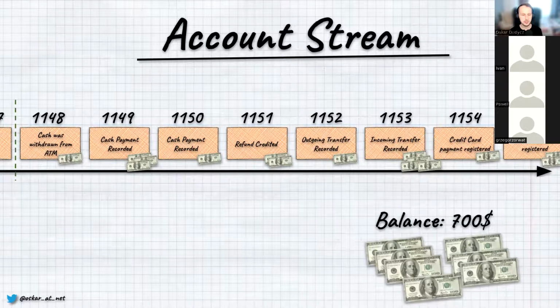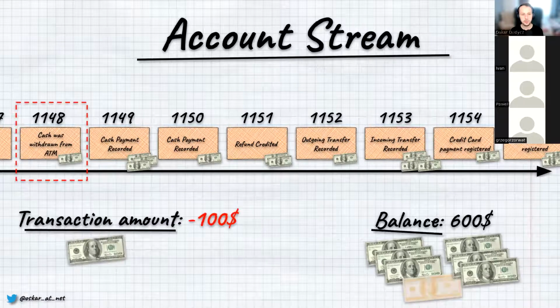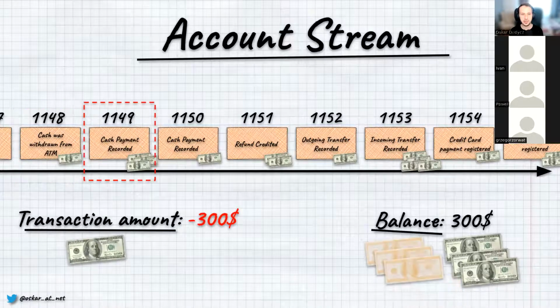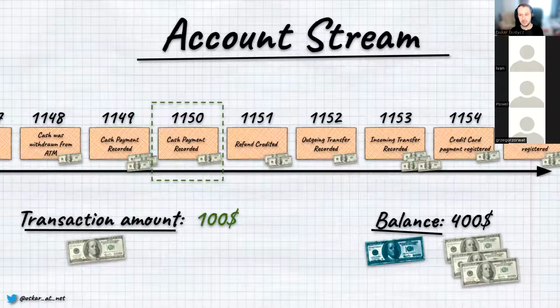So let's just reiterate. If we were just building the state from the events, then we would be applying the transactions one by one, updating the balance, and after that getting the final current balance and making our business decision based on that.